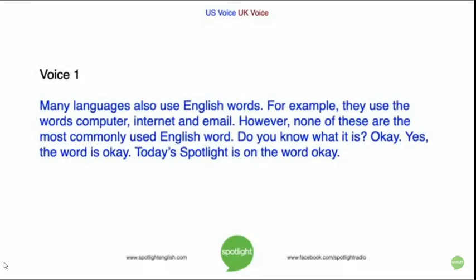Many languages also use English words. For example, they use the words computer, internet, and email. However, none of these are the most commonly used English word. Do you know what it is? Yes, the word is okay. Today's Spotlight is on the word okay.